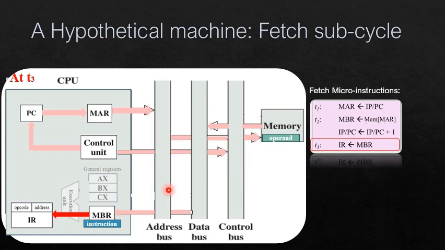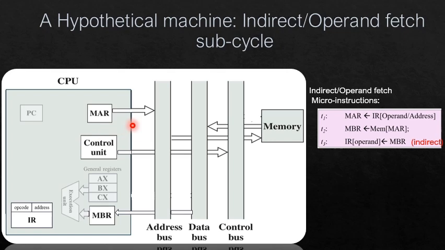The third micro instruction is to keep moving the instruction to the right place, which is the instruction register, so that the control unit can interpret what instruction it is, and then the control unit can issue the control signal to the right components to do the jobs based on the instruction. Okay, now let's move to the second subcycle. Just now was the first subcycle, which is fetch. The second subcycle we call indirect or operand fetch.